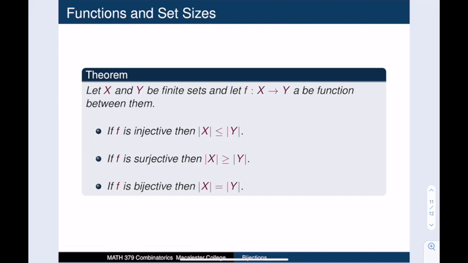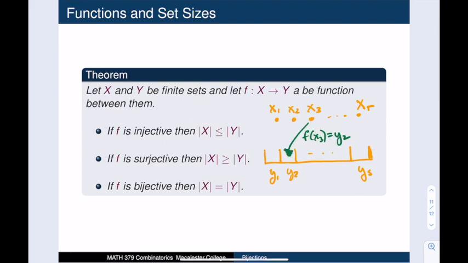Finally, suppose we have a function f from a finite set x to a finite set y. Let's see what these function properties tell us about the relative sizes of the sets x and y. This theorem gives us the whole picture. If f is injective, then the size of x is less than or equal to the size of y. We can prove this by turning it into a balls and boxes problem. Our balls will be labeled by the elements of x, and our boxes will be labeled by the elements of y. And we will place ball x into box y when f of x is equal to y.